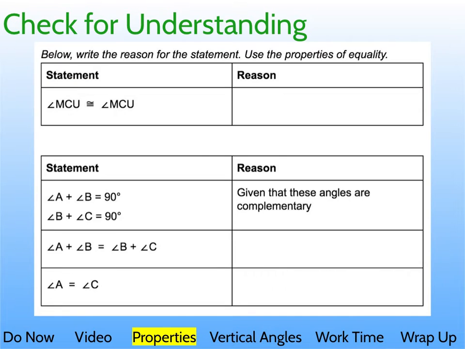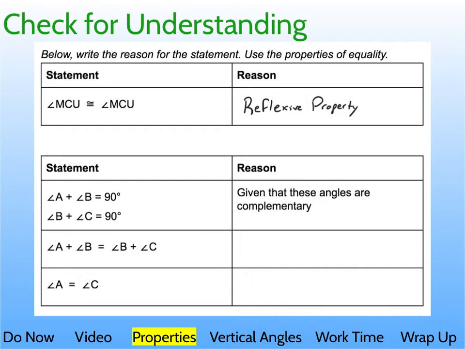So right here we have a few statements and reasons, and we're just going to fill in some reasons that we did from before. This first one says that angle MCU is congruent to angle MCU. If something's congruent to itself, that's always the reflexive property. It's not the reflective property. A lot of students think it is and get the CT in there and think it has something to do with reflections. It doesn't. Reflexive property, with an X, just means something's congruent to itself.